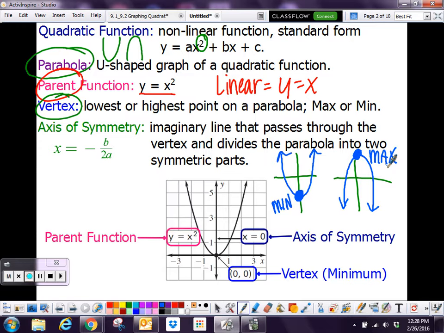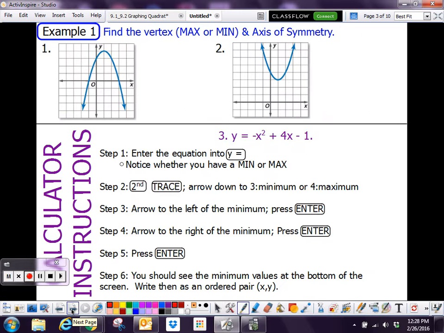The axis of symmetry is the imaginary line that passes through the vertex, and it cuts the parabola into two symmetric parts. So if you look at these two little graphs I drew, your axis of symmetry is what cuts it in half. Think about what kind of line that is. It's a vertical line. If it's vertical, remember we think VUX, which means your axis of symmetry is going to be written as x equals. Because it's a vertical line, you can't just put a number, you have to put x equals whatever it is. So we're going to be looking at all these pieces of these graphs and being able to find these in our calculator.